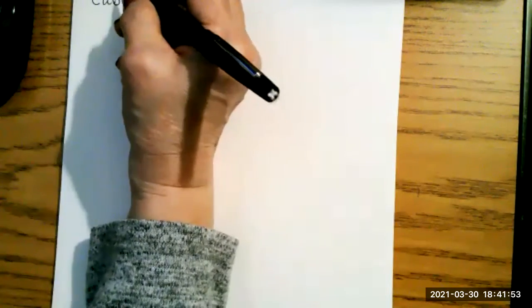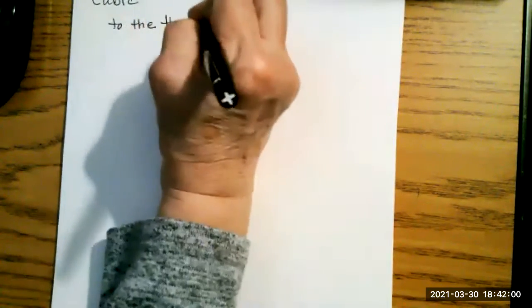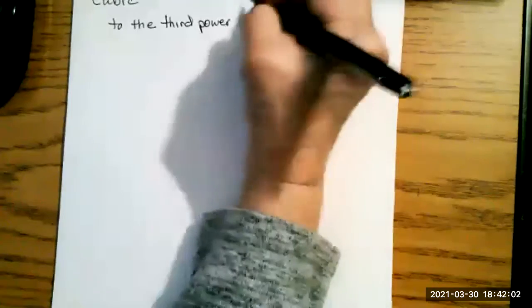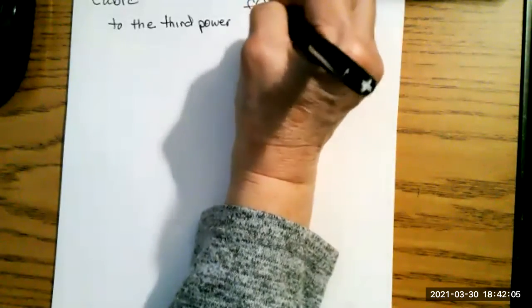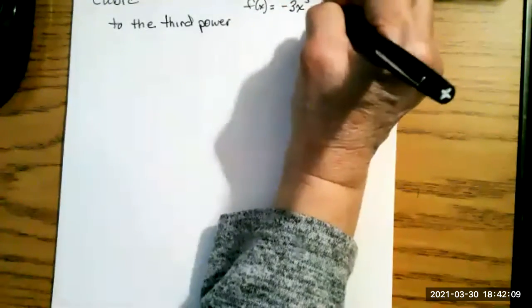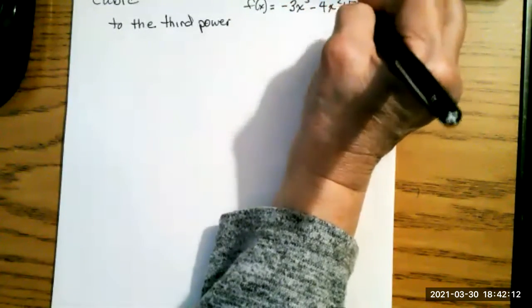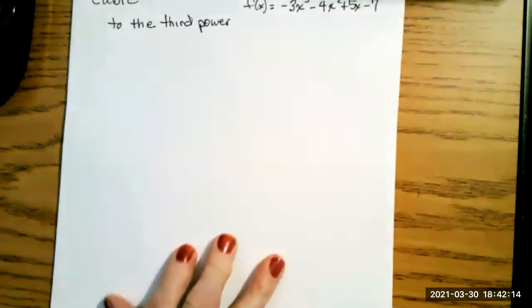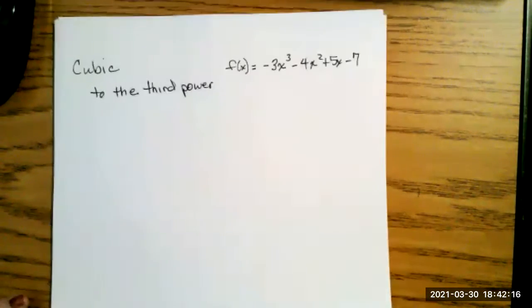Are you ready for me to move it? Yes? Okay. Cubic. Cubic is to the what? Third power. The third power. And that would be something like f of x equals negative 3x cubed minus 4x squared plus 5x minus 7. Something like that. It's to the third power. It's called a cubic.